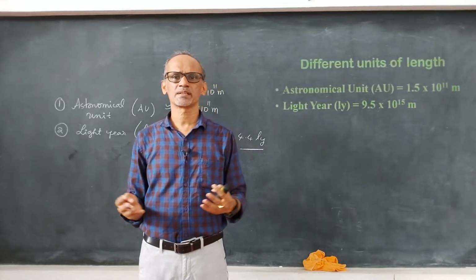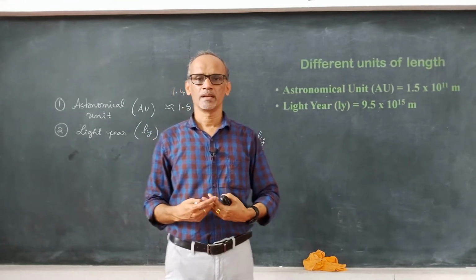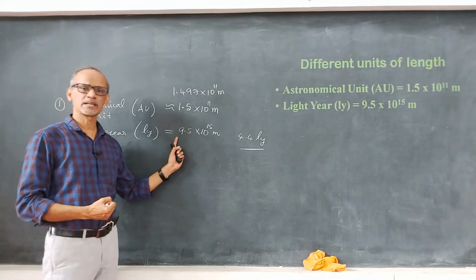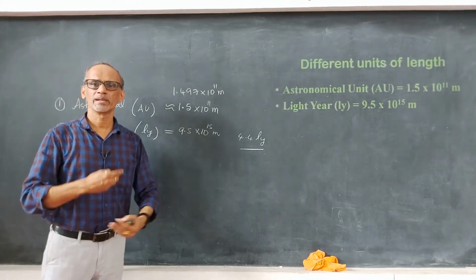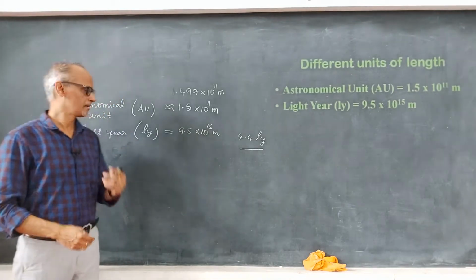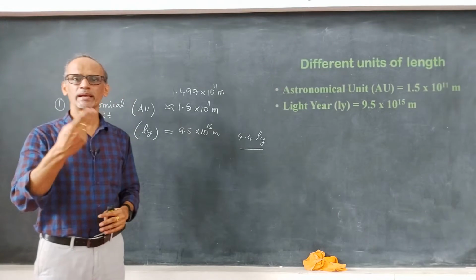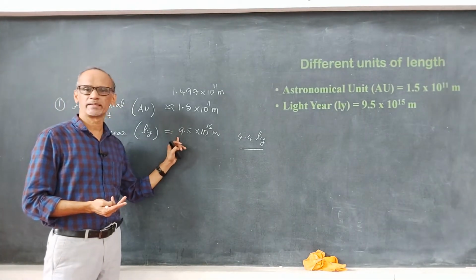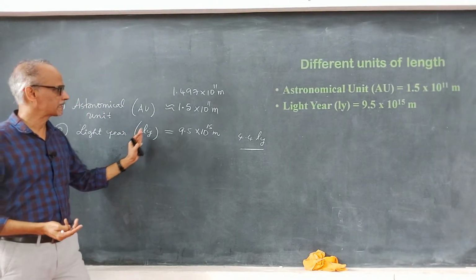Therefore, there are a number of stars which are very far away, several light years away, and that is why, instead of saying the star is at a distance of 9.5 into 10 to the power 15 meter, we can very easily say that that particular star is 1 light year away. 2 light years means I have to multiply this by 2. 10 light years away means multiply this by 10. So, this is the conversion between the unit light year and the meter.